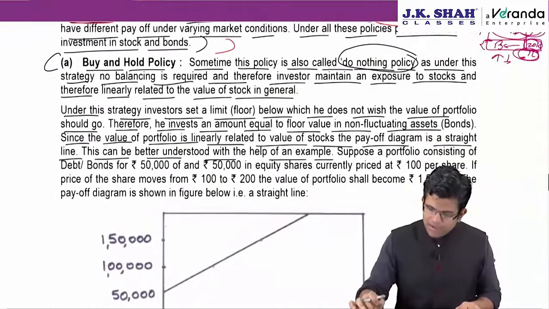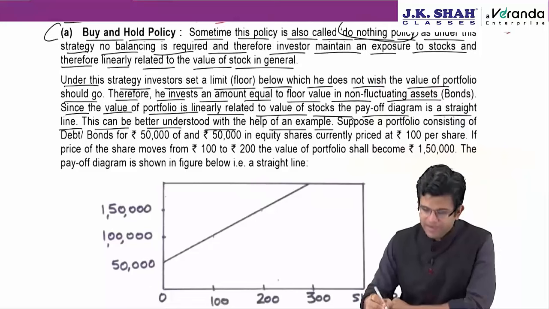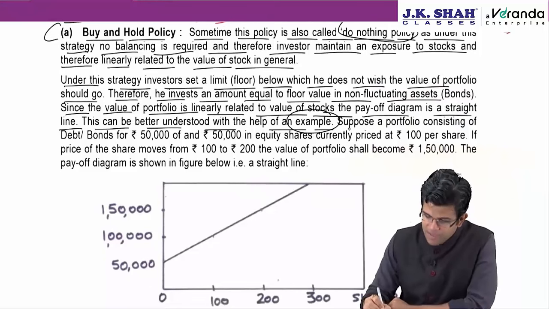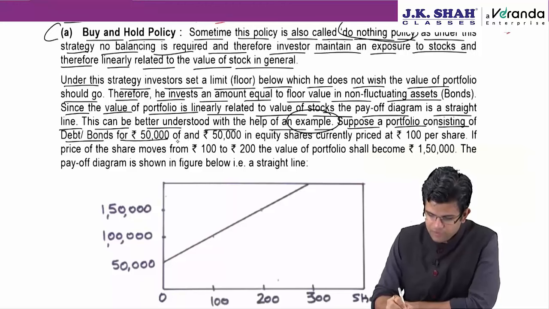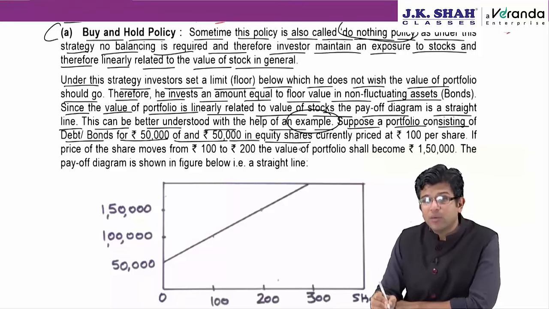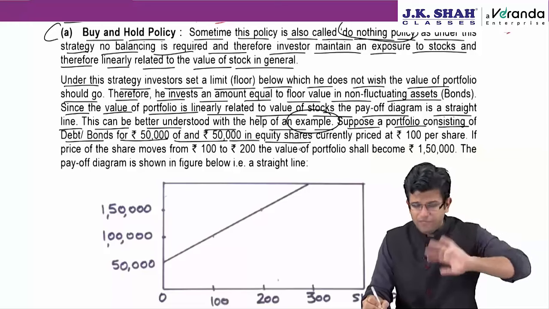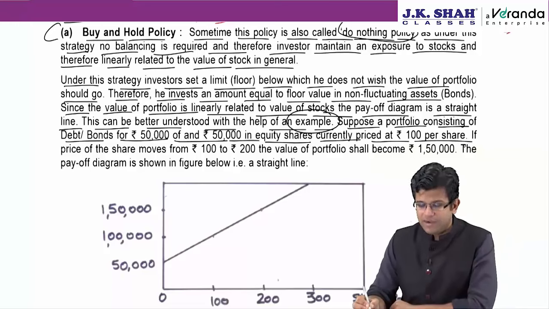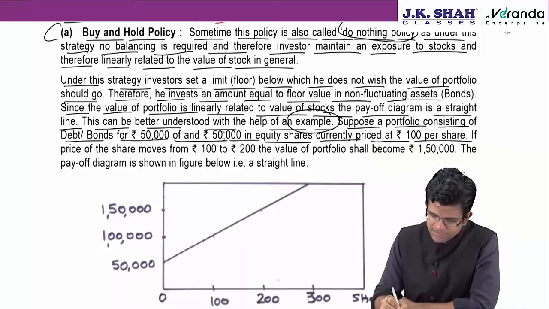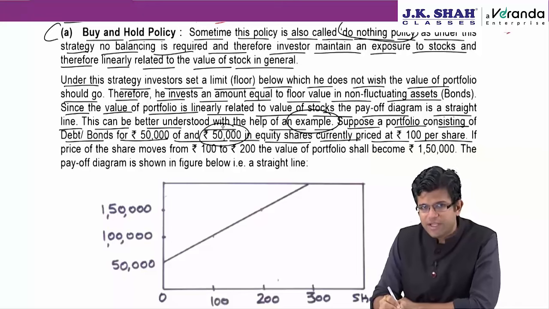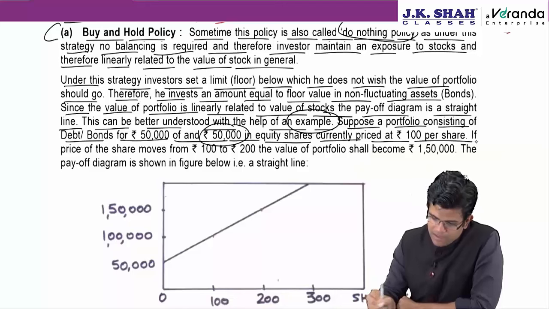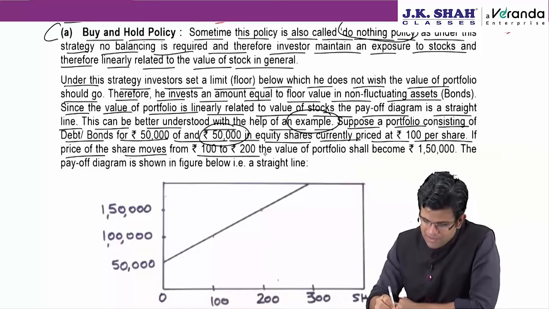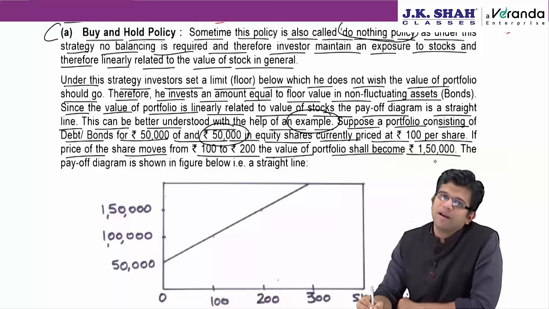So now reading ahead. Okay students, now let's read ahead. They are giving you an example. Suppose a portfolio consisting of debt bonds for 50,000 and 50,000 in equity shares, which means he has kept 50-50, currently priced at rupees 100 per share. So they are saying that this 50,000 that they have invested in shares, one share's market value is rupees 100. If the price of the share moves from 100 to 200, it doubles. The value of the portfolio shall become 1,50,000.